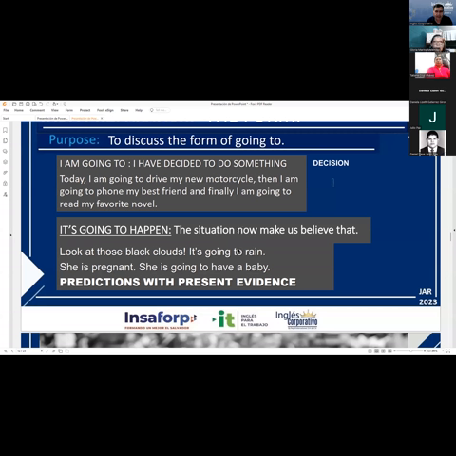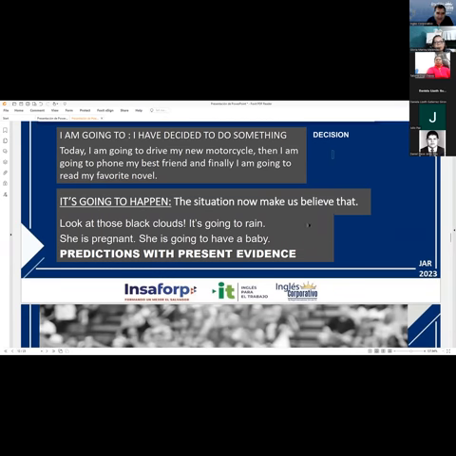It's going to happen. The situation now makes us believe that it's going to happen. Look at those black clouds. It's going to rain. She's pregnant. What happens when a woman is pregnant? Teacher, she has a big belly. No, that's what's going to happen. Yes, she is going to have a baby. She's pregnant, very pregnant. So these are predictions with present evidence.